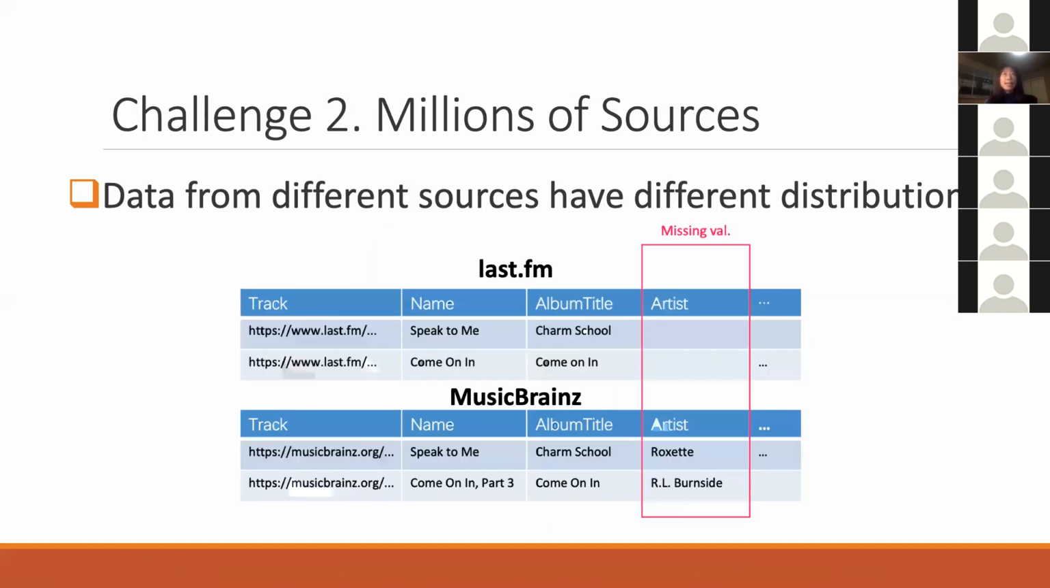And the second challenge is we could have millions of sources. And I want to spend a little bit of time to tell you why this is hard, why we can train the model for 2 sources, but not for millions of sources. This is because the different sources have very different distributions. And we could train a model that does very well to connect MusicBrainz with another source, let's say Discogs, but when we apply the same model on Last.fm, for whatever reason, if they miss the artist information, the model could perform very badly.